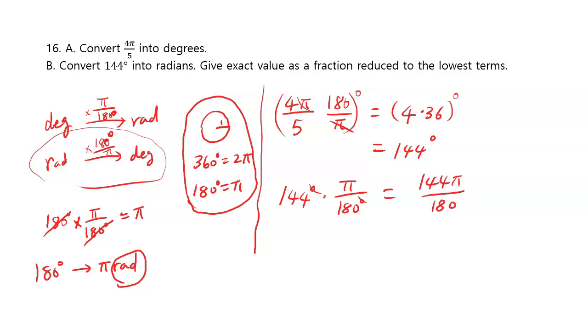Well, let's see. I think top and bottom are both divisible by 9. I know that because 1 plus 4 is 9, and 18 is divisible by 9. There's some rule that quickly tells you if it's divisible by 9. So 9 times 16 is 144, and 18 divided by 9 is 2, so it's over 20. I see that top and bottom are both divisible by 4, so if I divide by 4, that's 4 pi, and then it's over 5. So that's the answer.